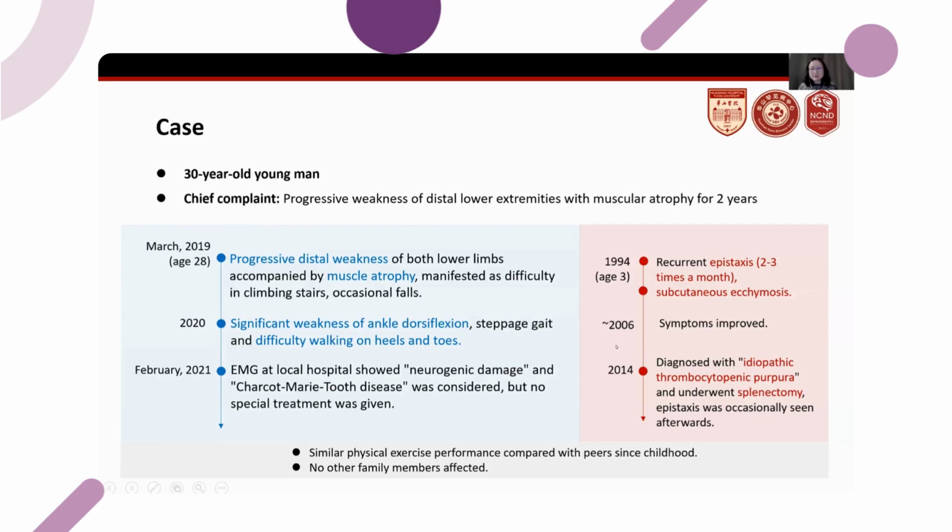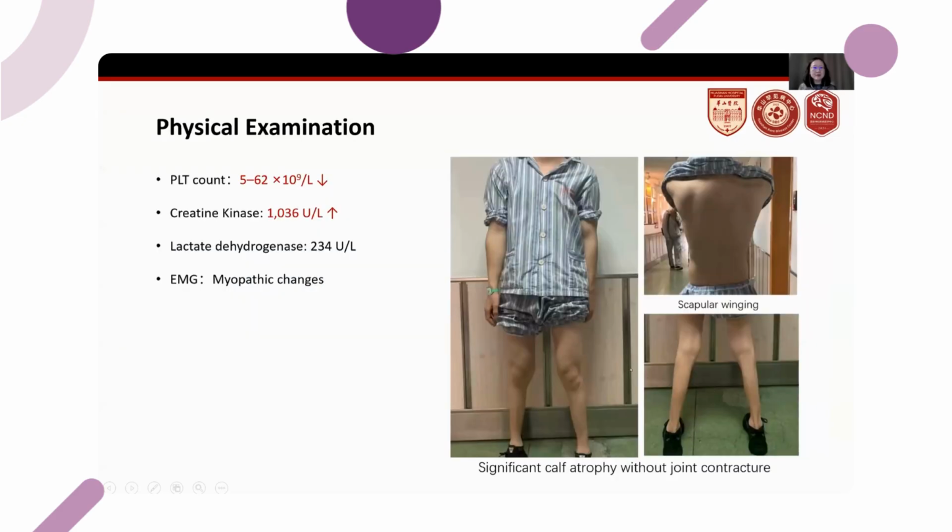But what is notable is that he had very early epistaxis since 3 years old, and then he developed thrombocytopenia and was diagnosed as idiopathic thrombocytopenic purpura, and got a splenectomy. Okay, so we can see that he still has a very low platelet count and elevated CK. And we can see there is very prominent distal muscle weakness.